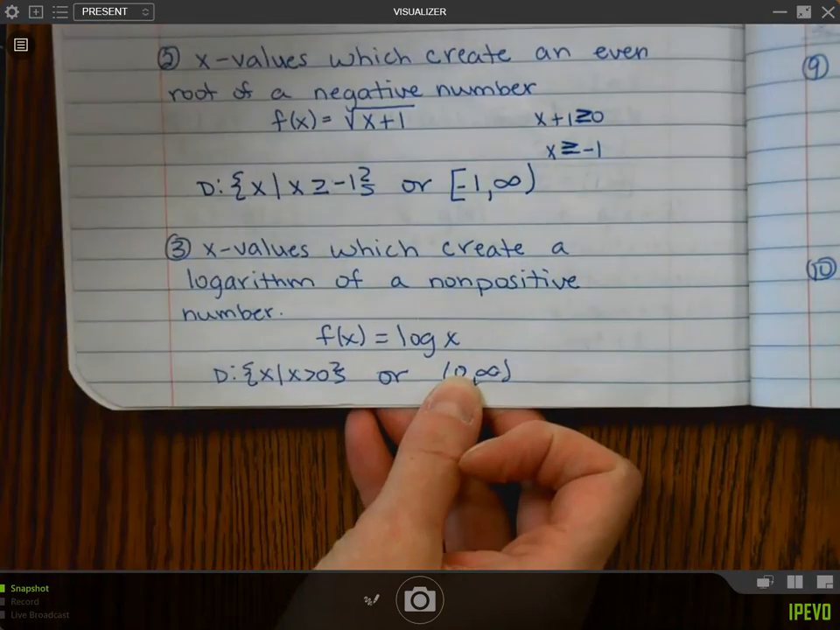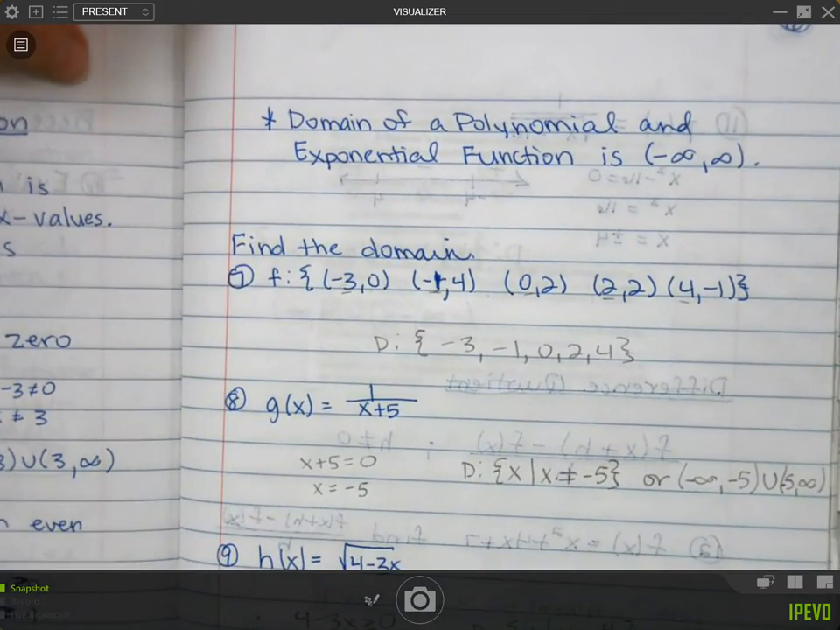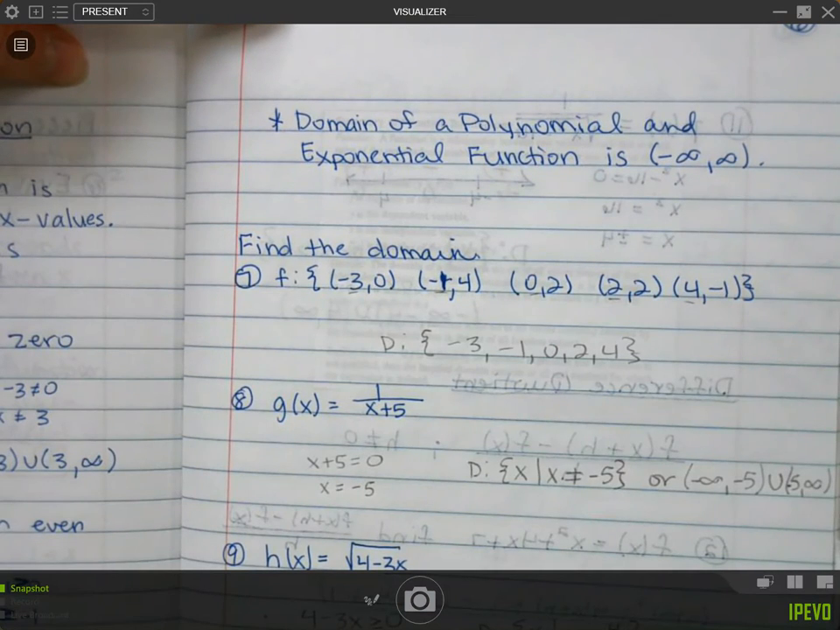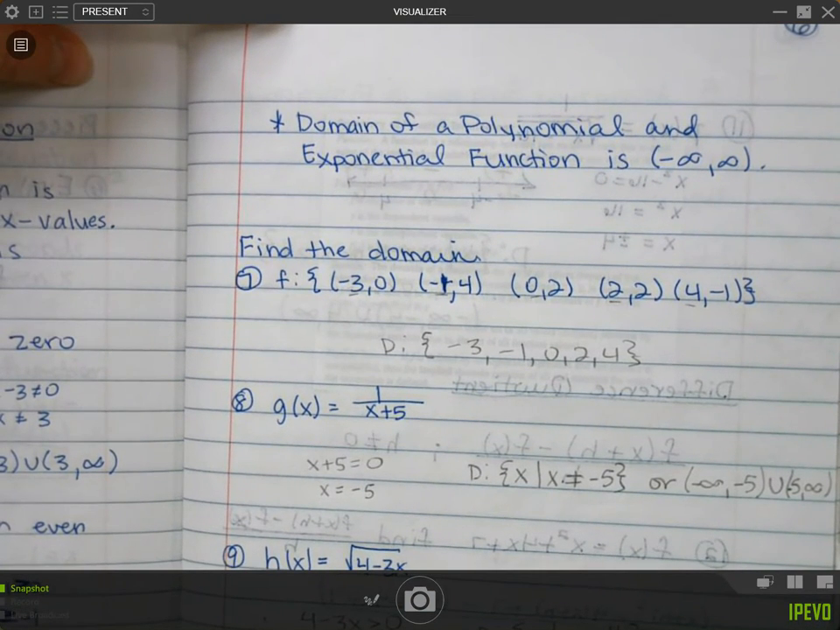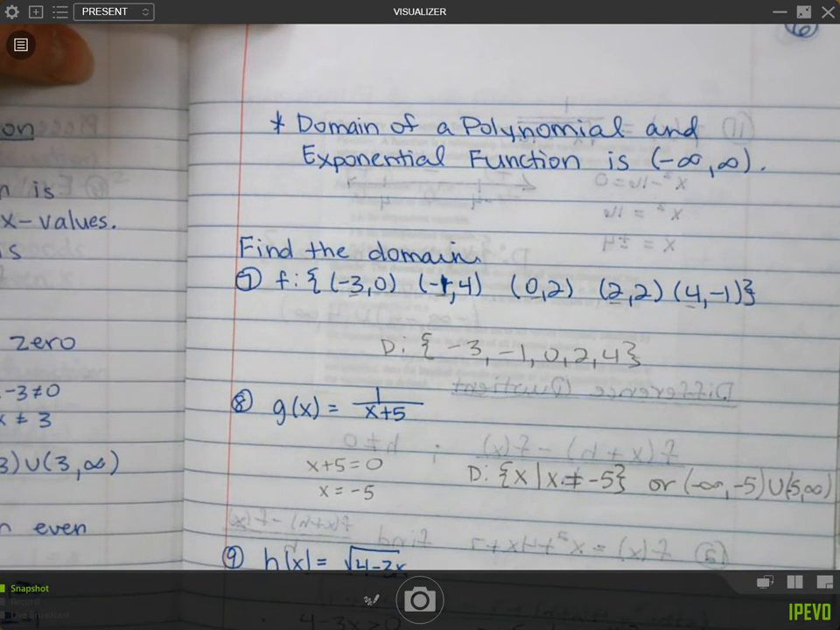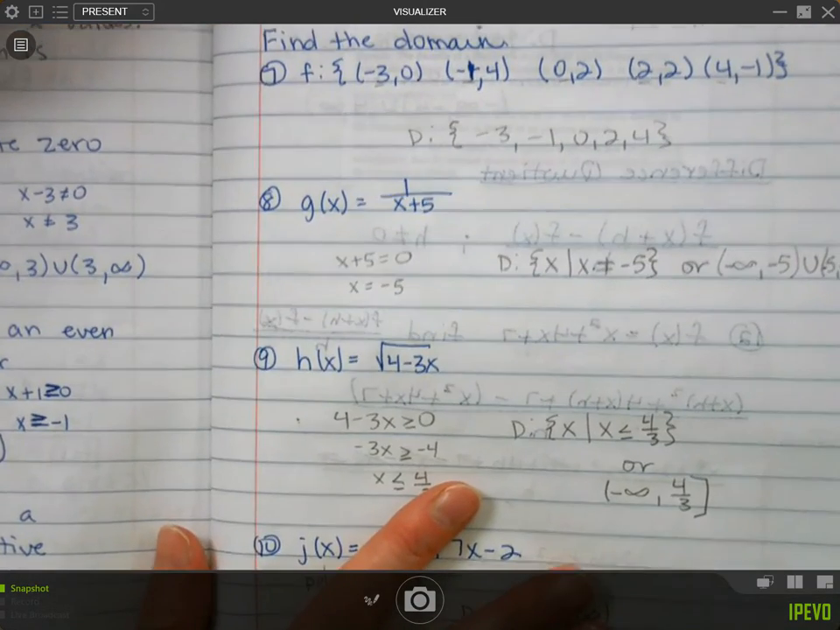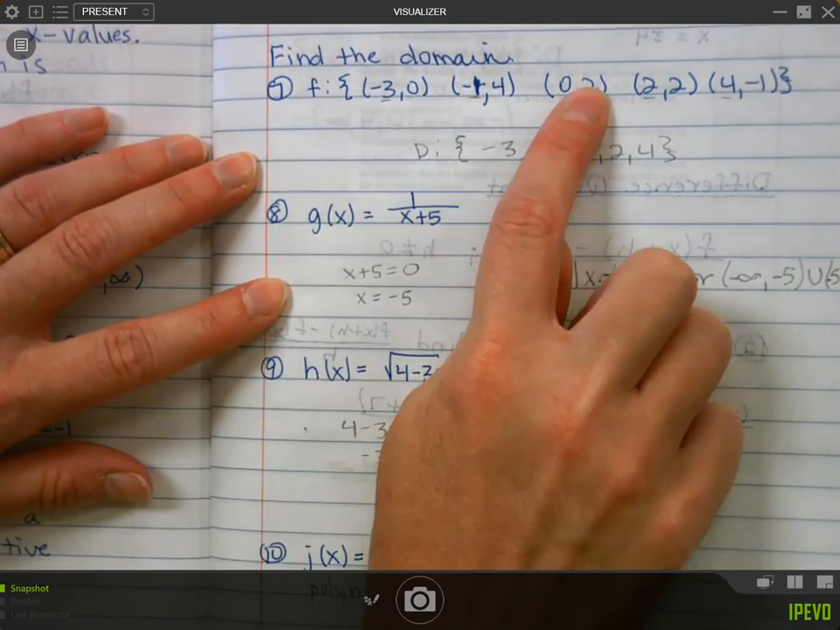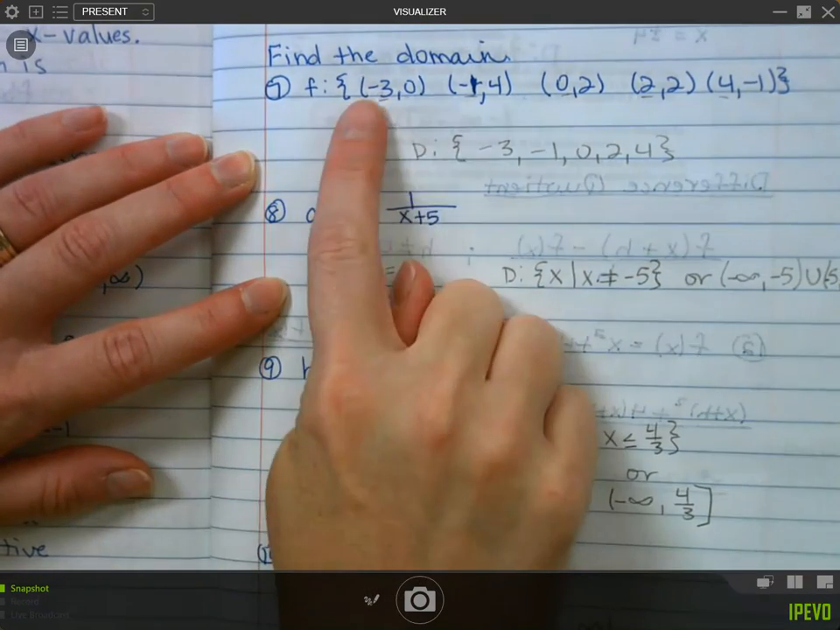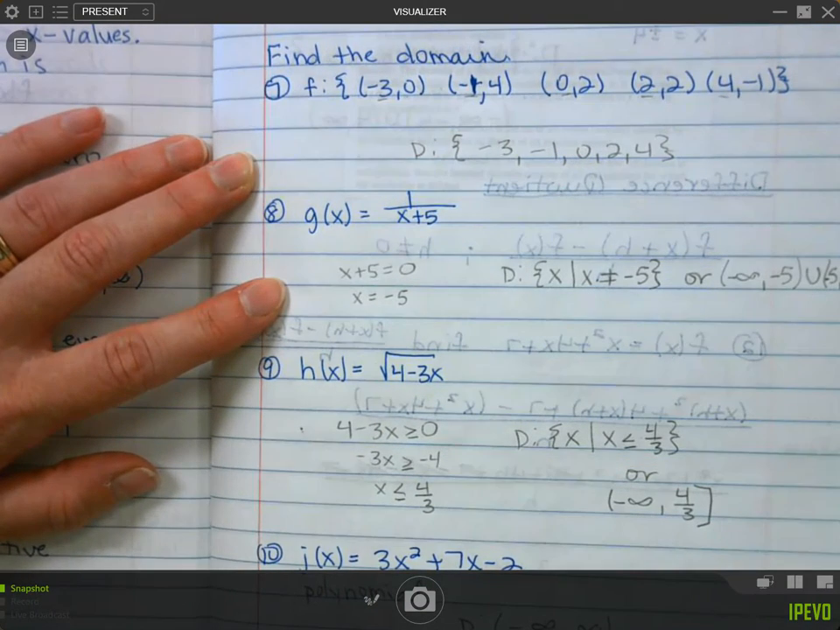Okay, so going back to, we only have 3 exceptions. Just to drive that point home, domain of a polynomial is always going to be -infinity to infinity. Same thing with exponential. If it's a polynomial or an exponential, we know it's -infinity to infinity. Okay? All right, so we want to find the domain of some functions. So first of all, if I just give you a set of ordered pairs, the domain is the x values. So we just write the x's. I prefer in numerical order, but as long as you list them all, you're good.